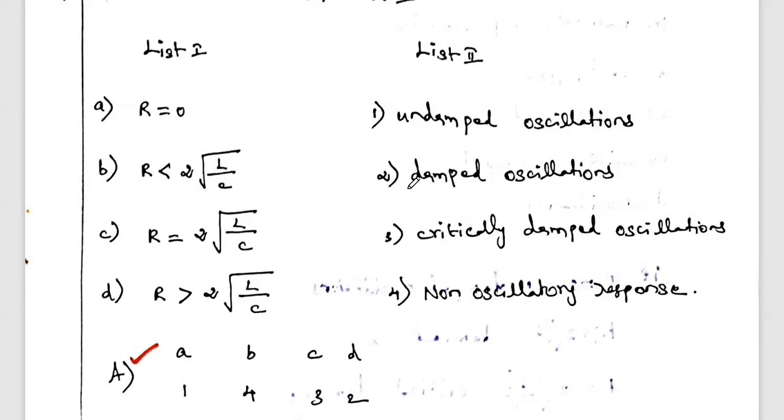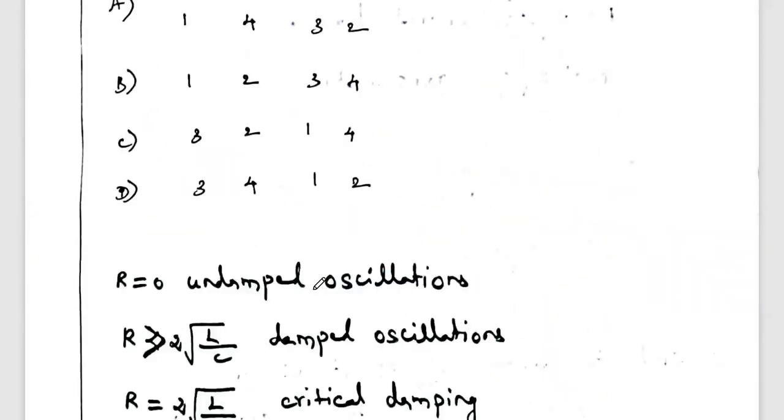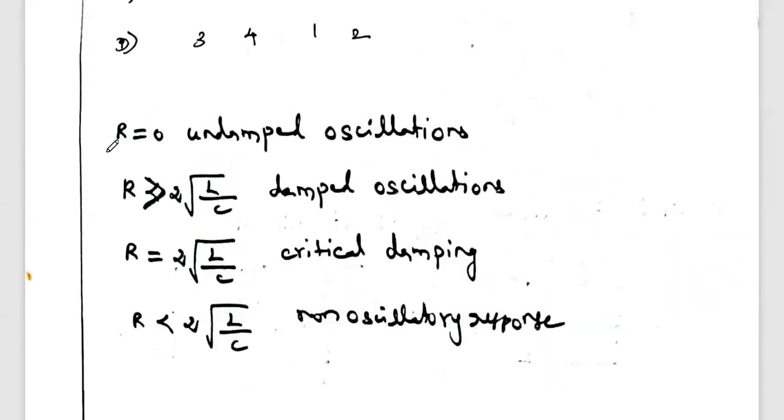Okay, so in a series RLC circuit, that is the sinusoidal response. When an AC input signal is given to the RLC circuit, we can get these conditions. You just remember this one. Whenever the resistance value R is 0 in an RLC circuit, the circuit will produce undamped oscillations. Then whenever R is greater than 2 into square root of L by C, this condition is satisfied, and the circuit produces damped oscillations.